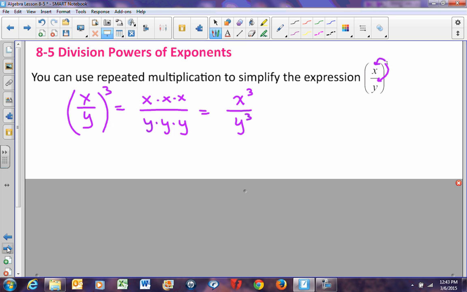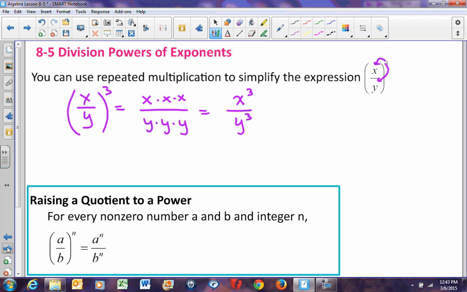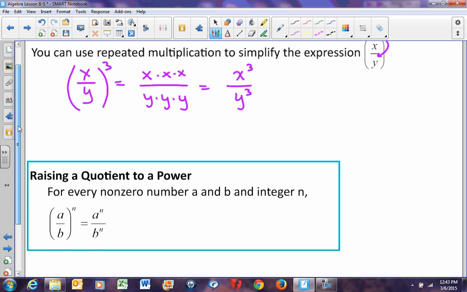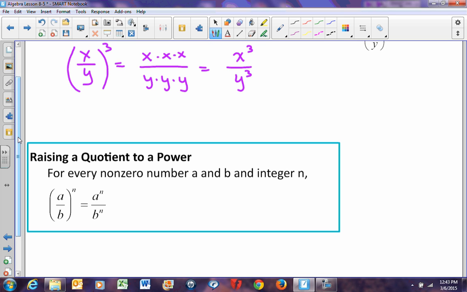You still distribute that exponent throughout the entire quotient, leading us to another property of exponents, raising a quotient to a power. For every non-zero number a and b and integer n, a over b to the nth power becomes a to the n over b to the n.